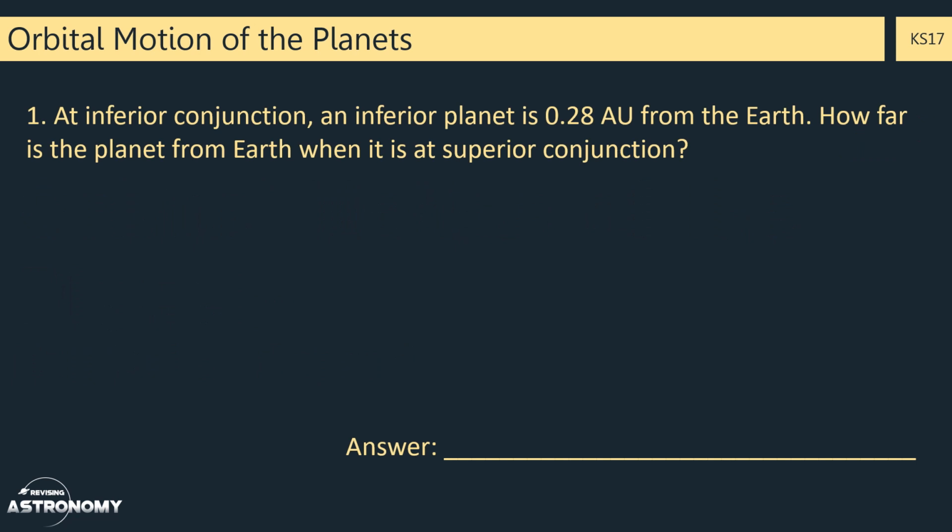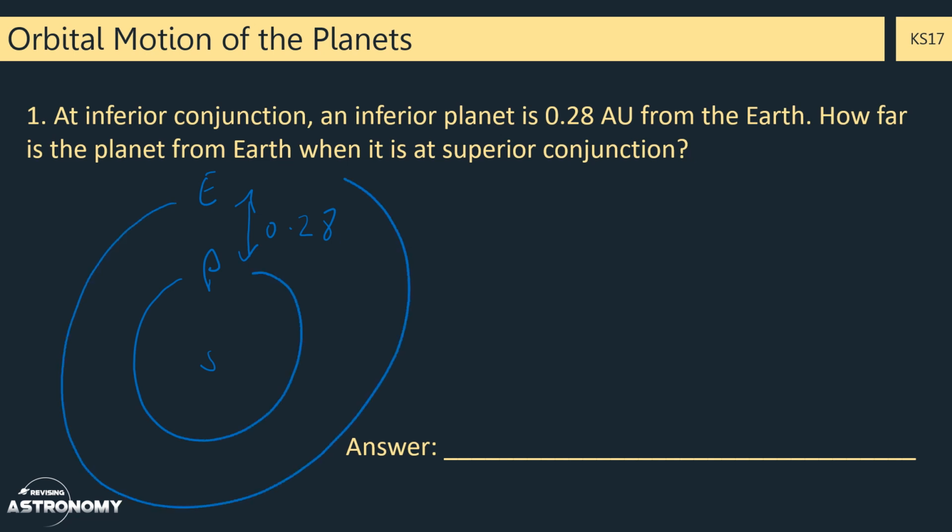In this set of questions, we're going to be looking at the orbital motion of the planets. So, question 1. At inferior conjunction, an inferior planet is 0.28 astronomical units from Earth. Because it's the inferior conjunction, this means that the planet is orbiting between the Sun and the Earth. How far away is the planet from Earth when it's at superior conjunction?